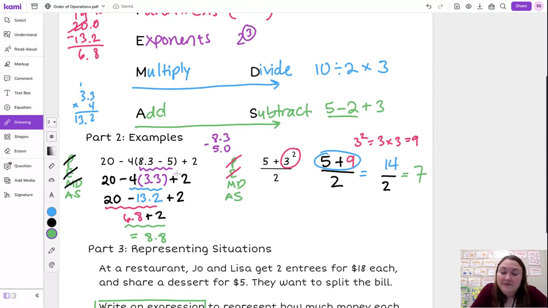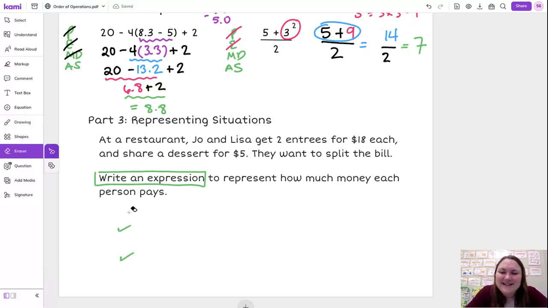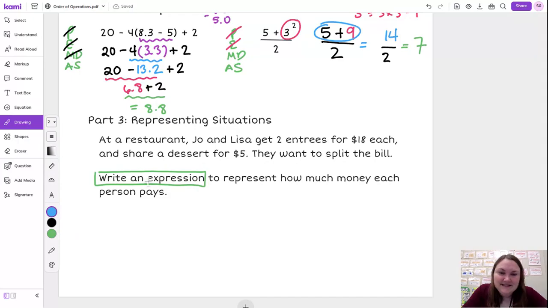Expressions look like these problems up here. They look like a big math problem, and I want to emphasize one math problem. So they're not multiple equations. They're not going to be, I need to do this math and then this math and then this math. We want to combine it together all in one single math problem. So when we write this expression, let's break it into pieces.